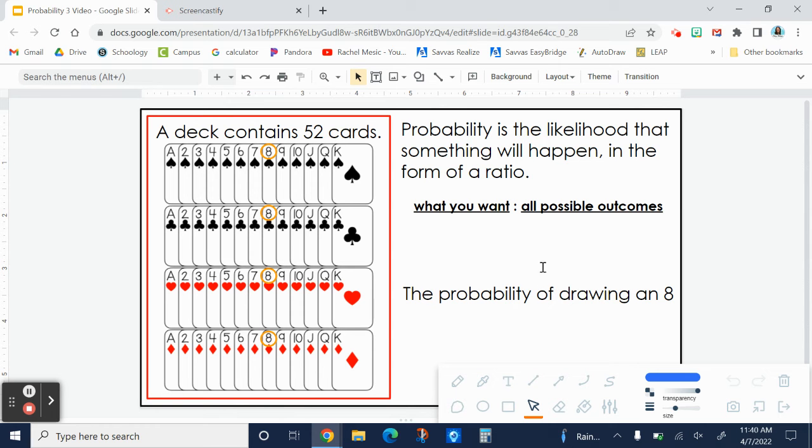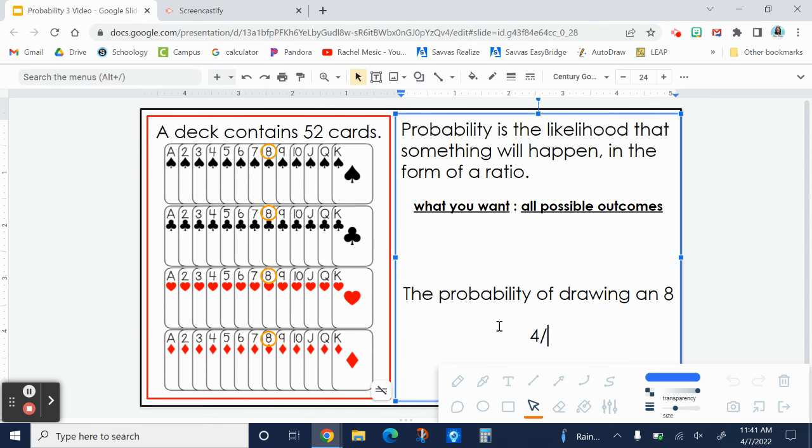All right, so the probability of drawing an 8. So, if there's a magician who flips over all of the cards and wants you to pick one, what is the probability of getting an 8? Well, in this deck of cards, there are 1, 2, 3, 4 cards that are an 8. So 4 out of the 52 cards. So that would be our fraction.